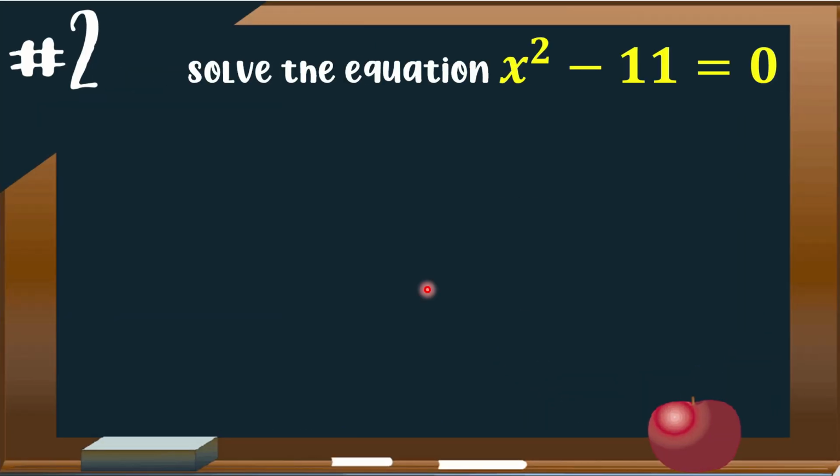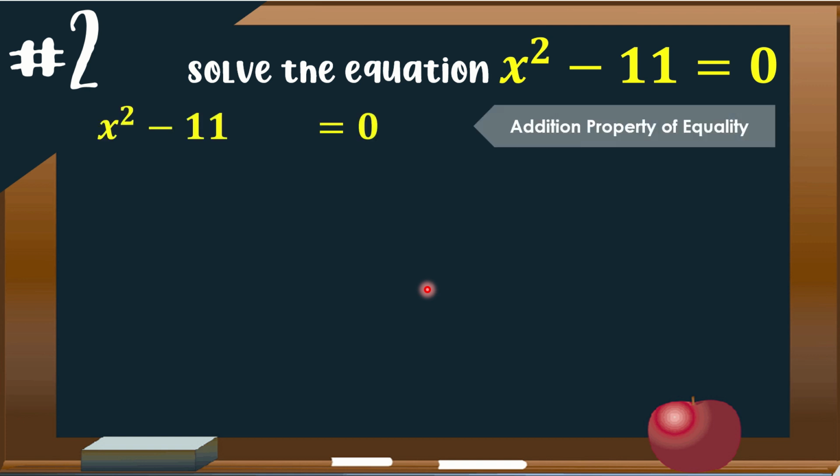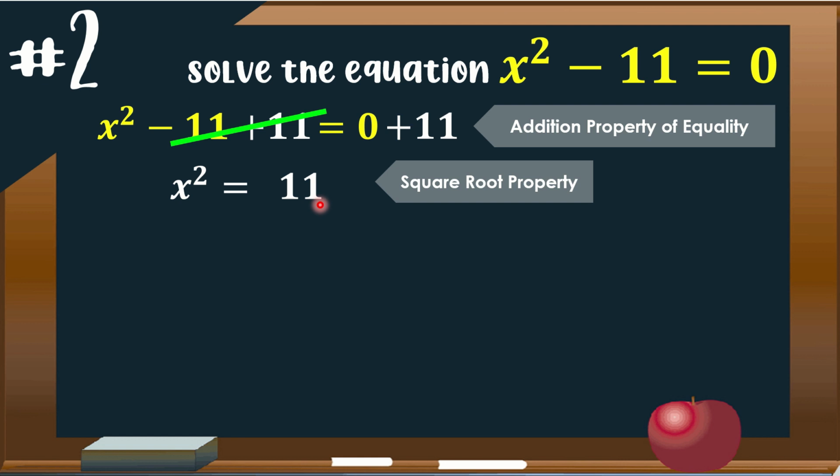Let us move on with problem number 2. Solve the equation x squared minus 11 is equal to 0. This one is the same with problem number 1. We will simply apply the addition property of equality, para saan? To isolate x squared here. Since we have here negative 11, we will add positive 11 to both sides, making negative 11 plus 11 here 0, leaving x squared is equal to 11.